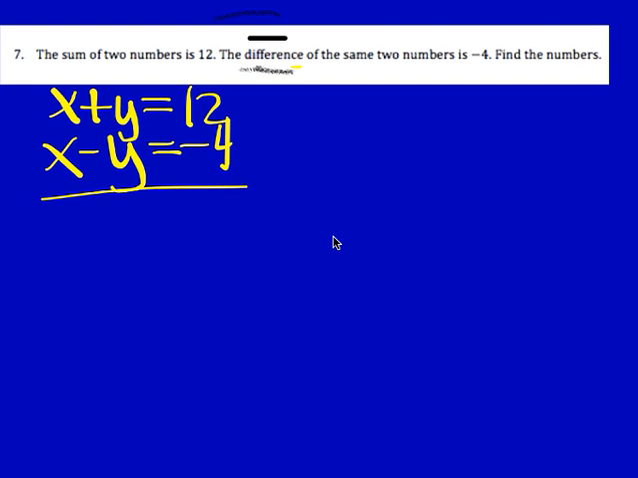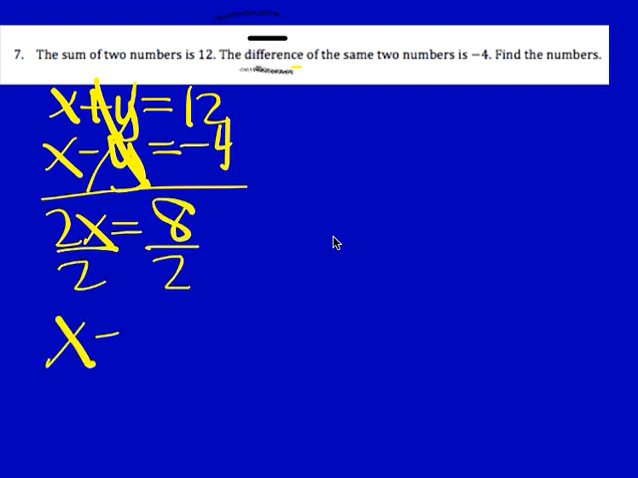So I notice that my y's have same number, opposite sign. So I can go ahead and add down the columns. X plus x is 2x. 12 minus 4 is going to give me an 8. So I'm going to go ahead and divide both sides by 2, and here I get that x is equal to 4. Again, I can plug it back into either one of those equations.